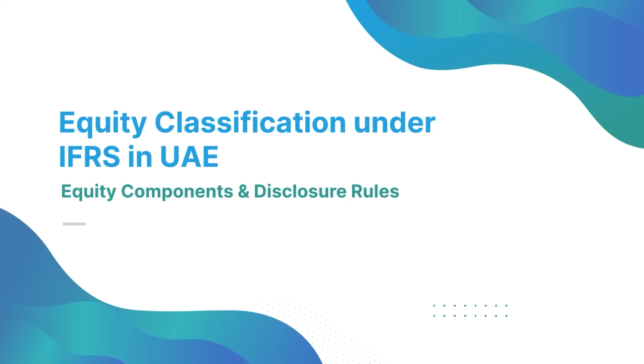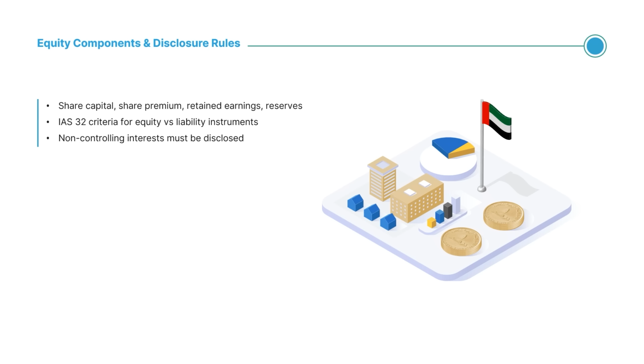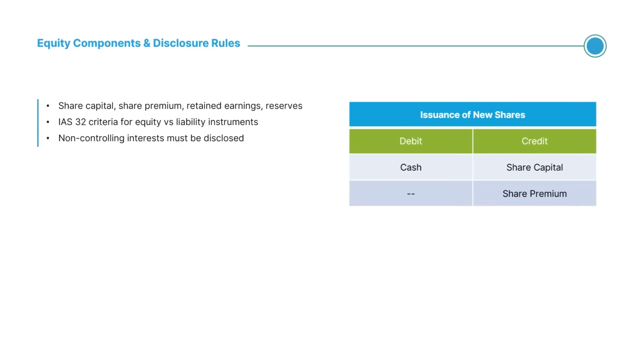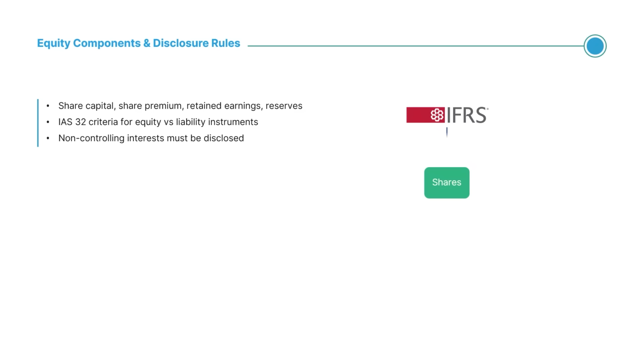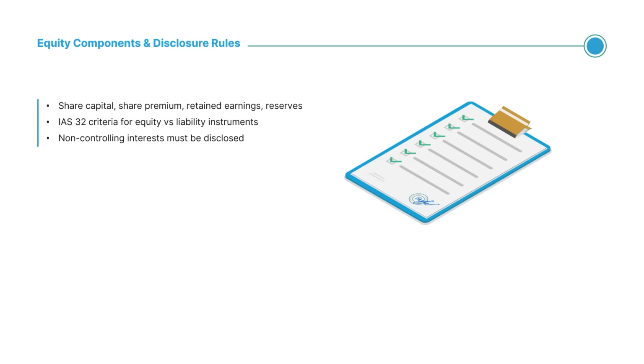Equity represents ownership interest in the company. Typical UAE balance sheets include share capital, share premium, retained earnings, and reserves. For example, when new shares are issued, the entry is debit cash, credit share capital, and credit share premium if issued above par. Under IFRS, certain preference shares must be treated as liabilities instead of equity, depending on repayment terms. Non-controlling interests must also be disclosed separately so stakeholders can see what portion of equity is owned by minority stakeholders.